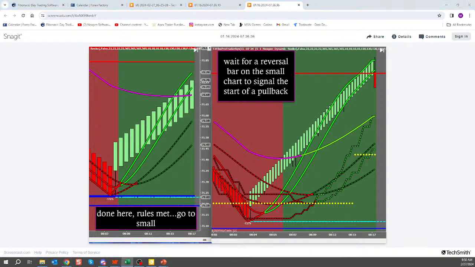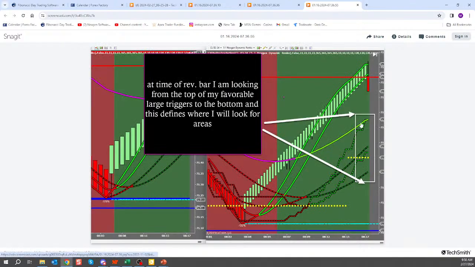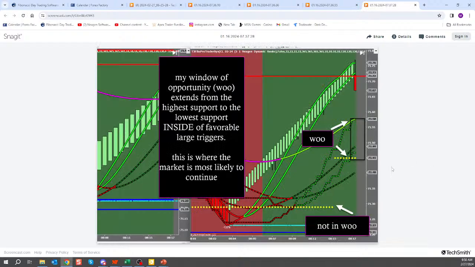So once I see the reversal bar, I'm going to look from the top of my triggers to the bottom of my triggers because I know that this is where my areas have to be. This white box does not represent where the market is most likely to continue. This white box represents where I have to find areas to define where the market is most likely to continue. So I look for fibs, mid-bands, and yellow 1-to-1s. And my window of opportunity, we'll call it the WOO, for you Ric Flair fans.